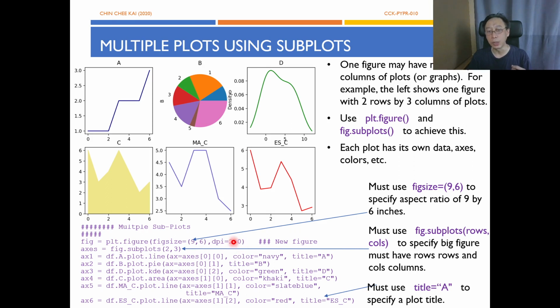DPI is 200 dots per inch, sort of simulating an A4 being laid out in landscape mode. So 9 by 6 inches, dots per inch 200. The idea is that when you are plotting, Matplotlib will decide to plot it very accurately and precisely, right? So you might see that this pie chart is so big. And the reason why it's so big is because I've given this aspect ratio and the dots per inch.